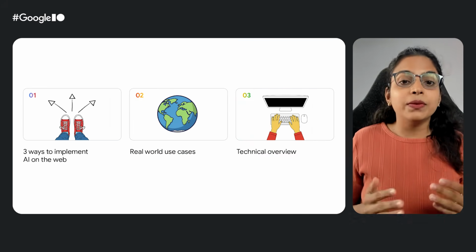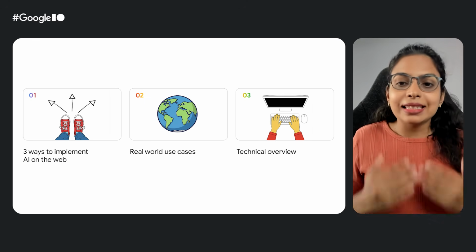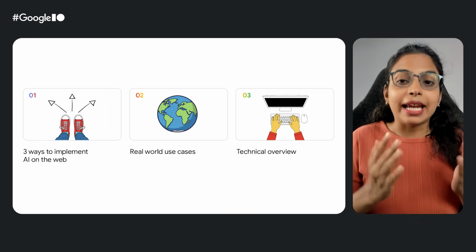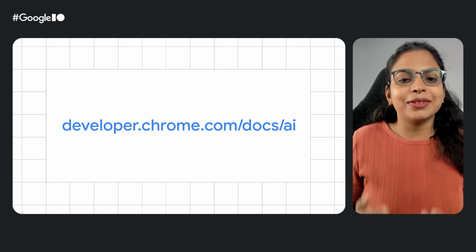So far, we've looked at strategies, real world examples, and the underlying technologies for you to build AI on the web. If you want to learn more, check out the link on the slide. I hope this talk inspired you to think of what you can develop for your own web app. We can't wait to see what you'll build.